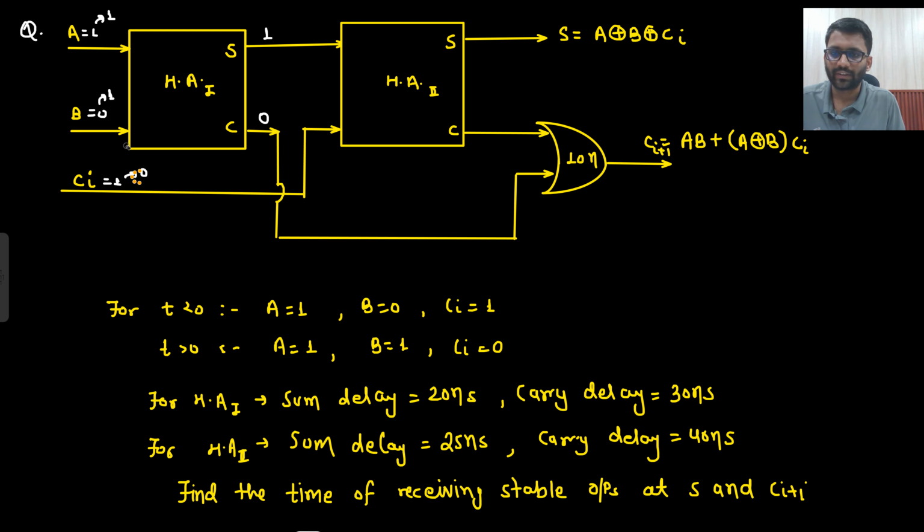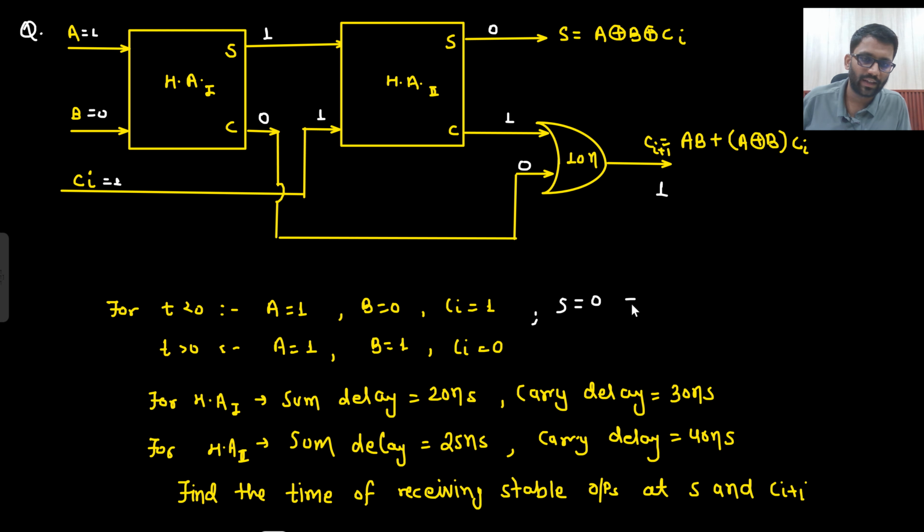So let's remove it, otherwise it will cause confusion. I am analyzing for t less than 0. So 1 0 1: sum 1 plus 0 is 1, carry is 0. So this carry goes here. Now this is 1. 1 plus 1 is 0, carry is 1. 1 plus 0 will be 1. Okay, so here also you can check. Your sum was 0 only. 1 plus 1, sum is 0, carry is 1.